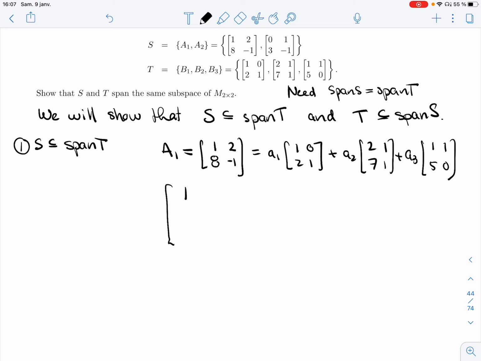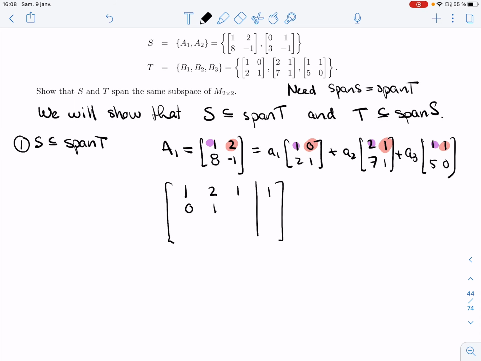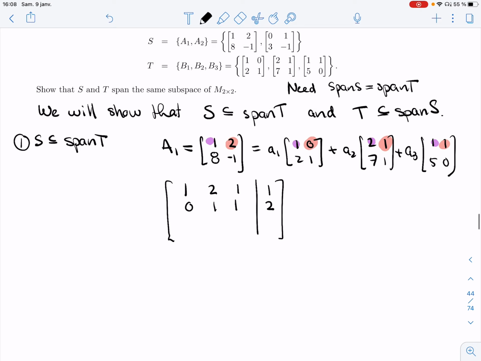If I look at the first entries, I need that 1 times a1, 2 times a2, and 1 times a3 equals 1. I need that 2 is equal to 0 times a1, 1 times a2, 1 times a3, so 0, 1, 1 equals 2. I need that 8 is equal to 2a1, 7a2, 5a3, so 2a1, 7a2, 5a3 equals 8. And finally, I need minus 1 to be equal to a1 plus a2. All right, that's the matrix I have.